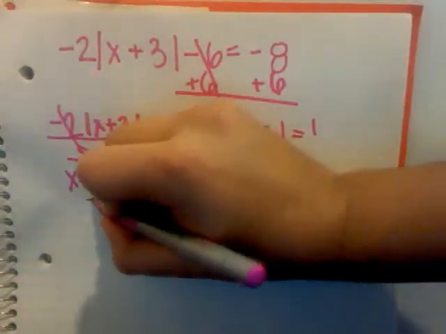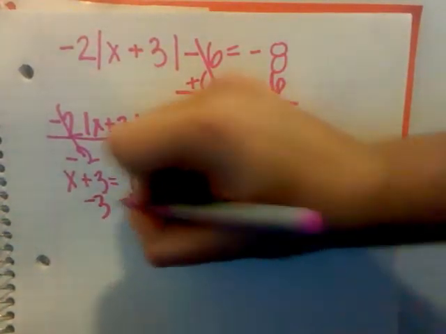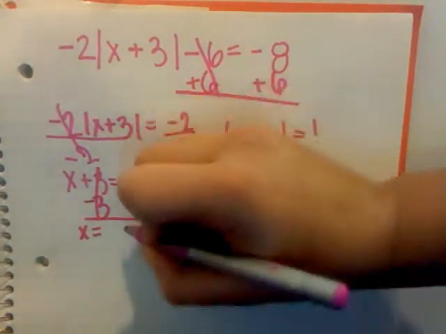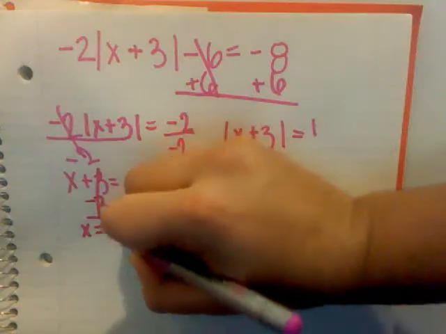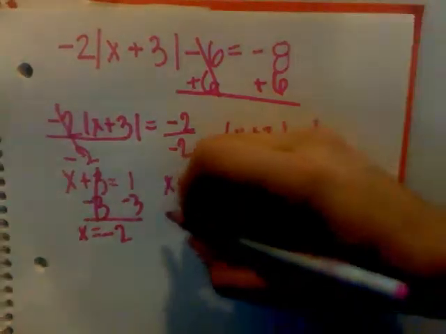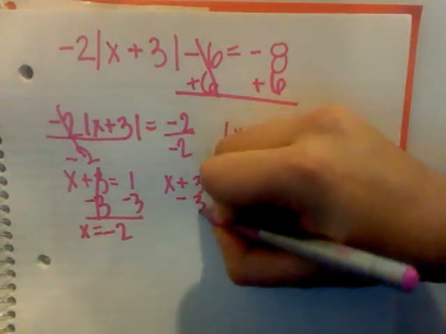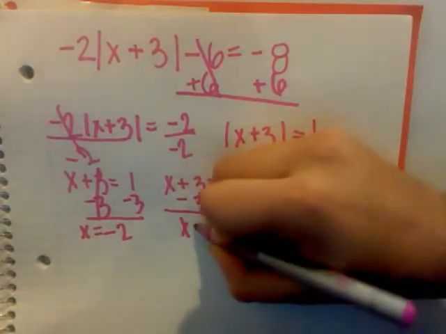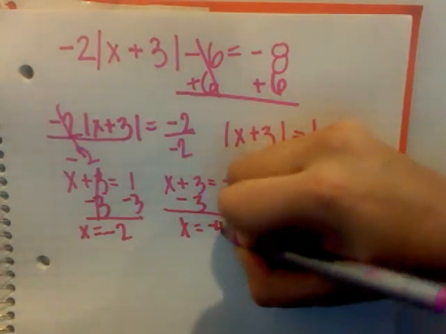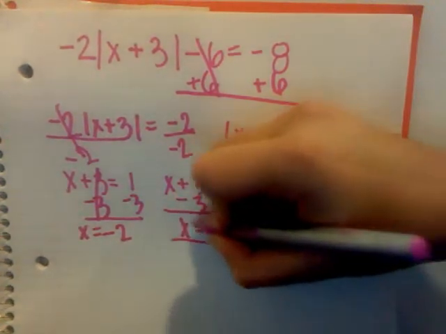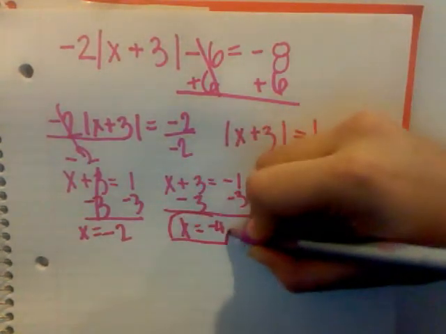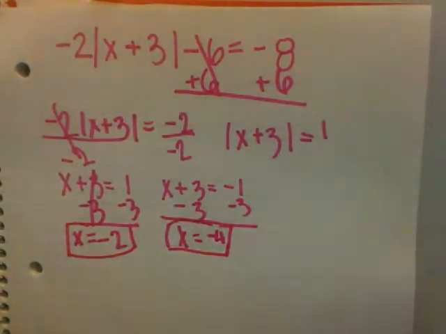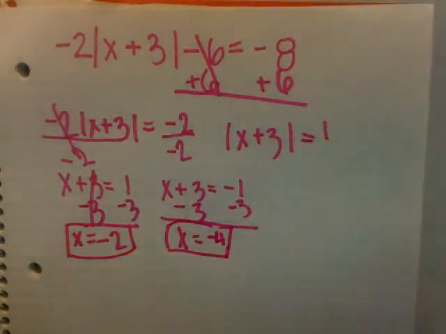So we're going to subtract 3 from both sides. That cancels out, so x equals negative 2. And here we're going to subtract 3 from both sides, and that equals negative 4. So these are your answers. X equals negative 2 and x equals negative 4.